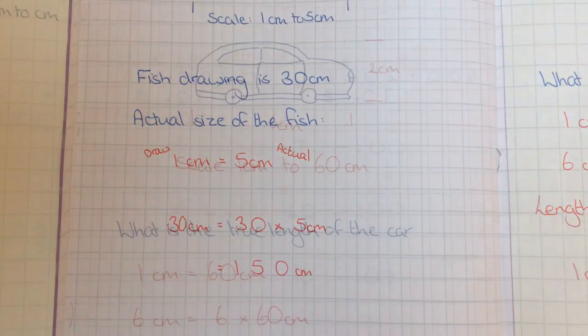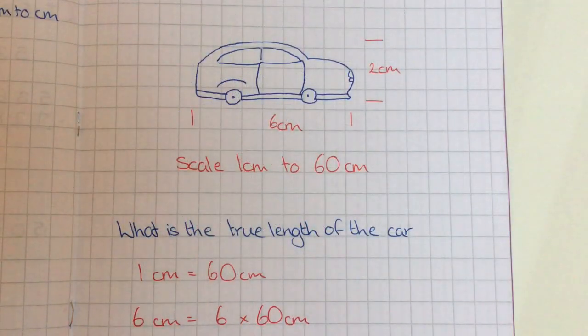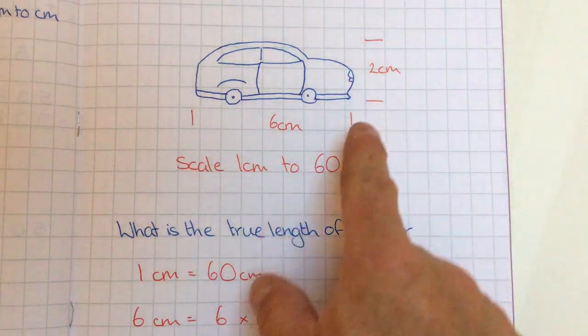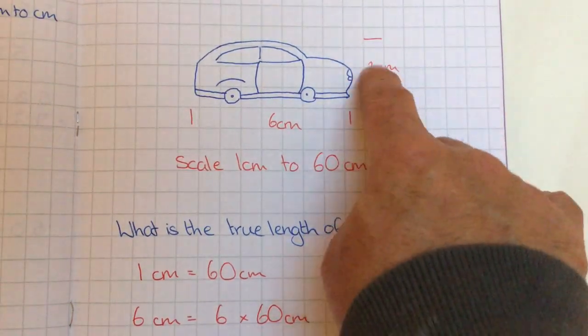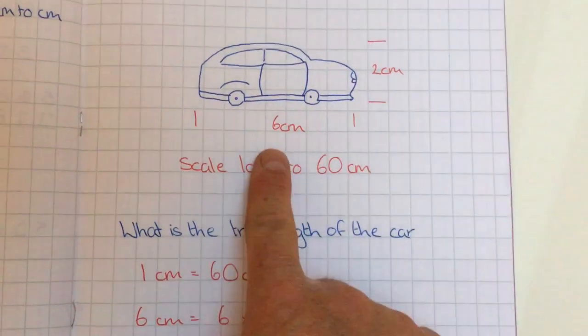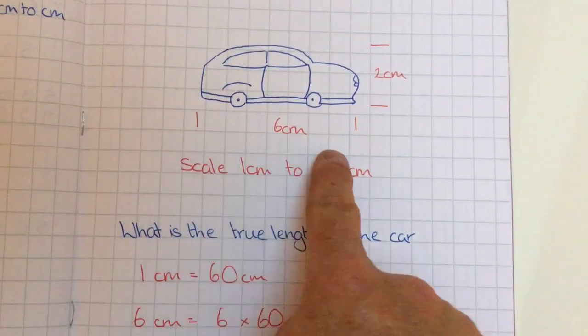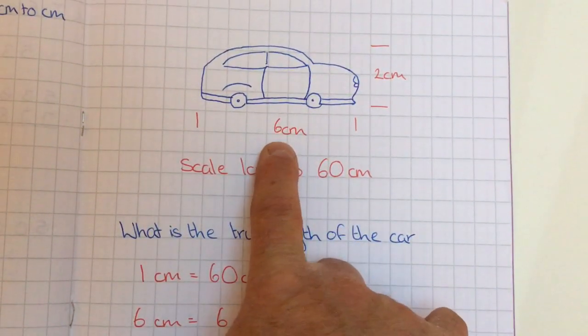Okay, now let's take a look at another example. Here you can see I've drawn a pretty cool car. Unfortunately, look at the wheels on it. Holy smokes, I didn't leave enough space for the wheels, so I've ended up with roller skate wheels on a car. But look at the proportions of this car from here to here. So the height of the car is 2 centimetres in my diagram. The width of the car, or the length of the car, is 6 centimetres in my diagram.